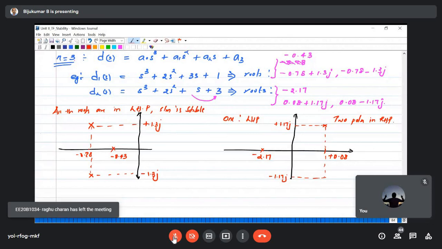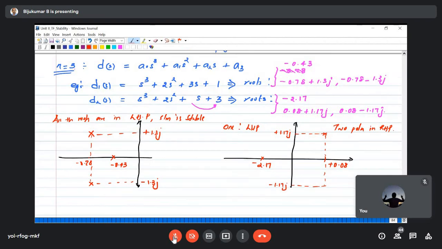A polynomial is said to be Hurwitz if all the roots have negative real parts, right? For first order and second order systems, it is fine. By seeing the polarity of the coefficients, you can tell whether the pole is on the left side or right side of the s-plane. But if you are going for third order or more than that, that is not a sufficient condition to judge the stability of the system.